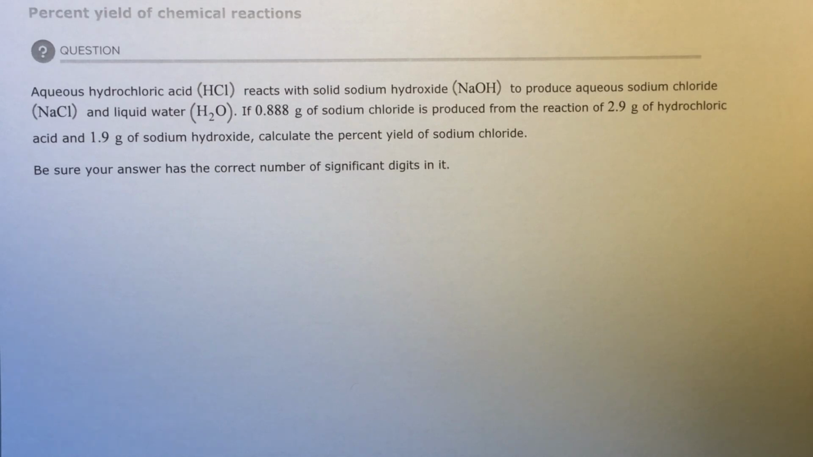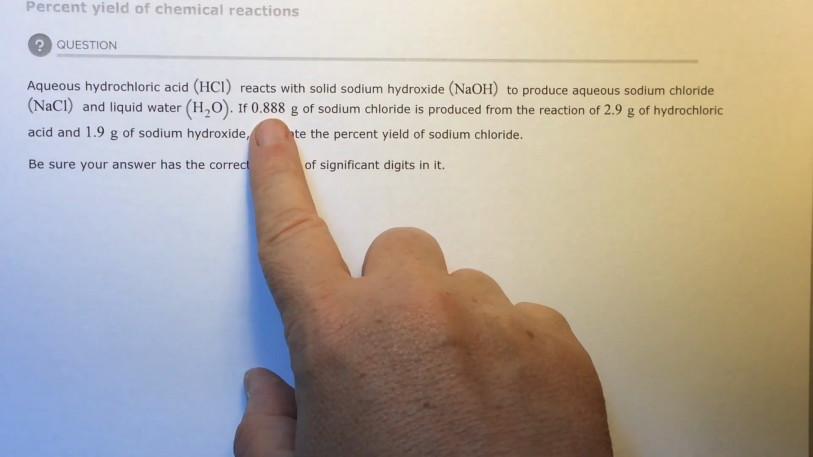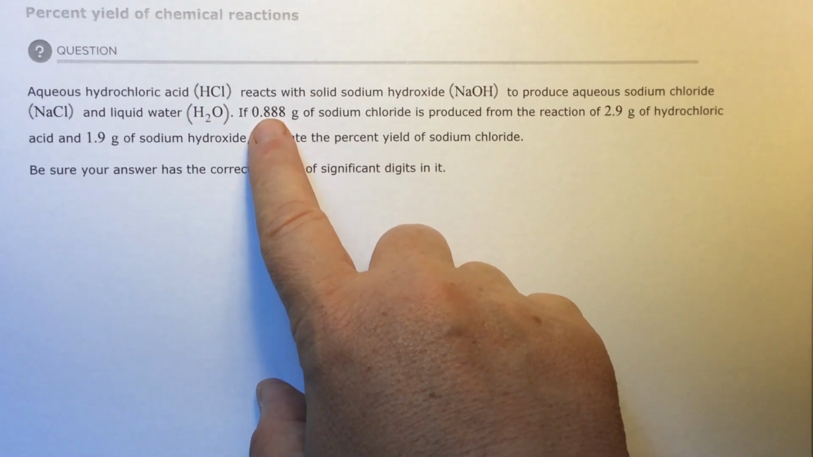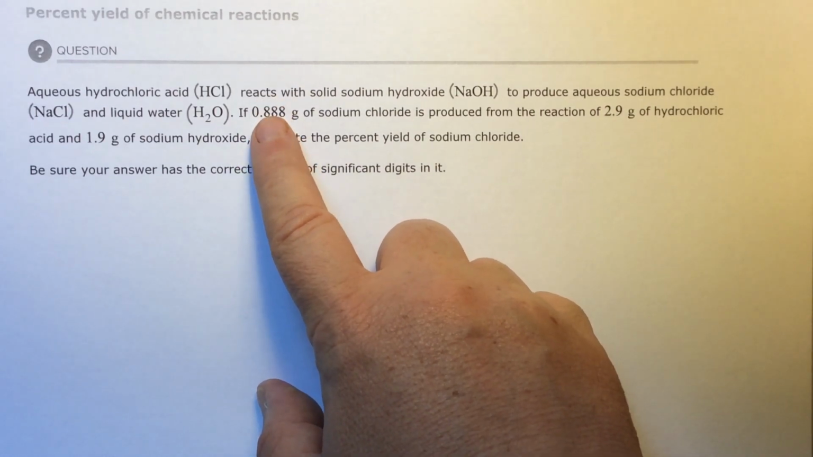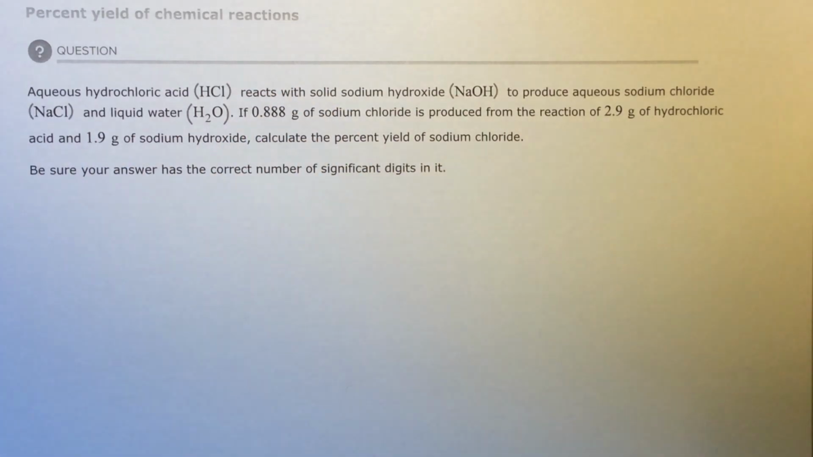So if you have a certain amount that you can scrape out of the glassware, say 0.888 grams, that's the actual yield. That's what you actually scraped out. Your calculation is your theoretical yield. You simply take your actual yield, divide it by your theoretical yield, and you're done. So that part's easy. We have to do another theoretical yield to find out how much is supposed to be there, and then we'll know what the percentage is.